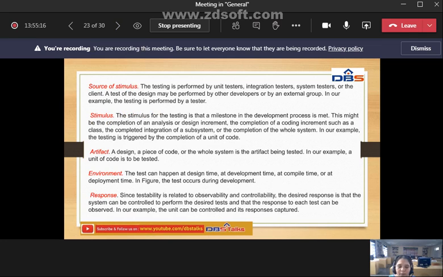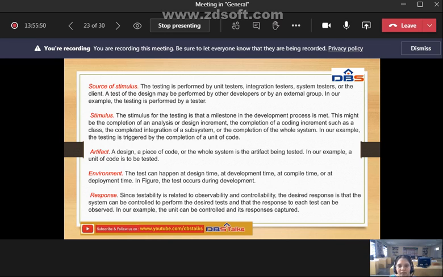According to the above diagram we can discuss the 6 parts. The first one, source of stimulus. What is the source of stimulus? The testing is performed by unit testers, integration testers and system testers, or the client. These persons can provide the particular testing. A test of this design may be performed by other developers or by an external group also. In our example, the testing is performed by a tester.